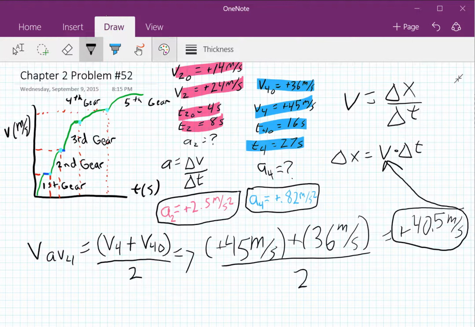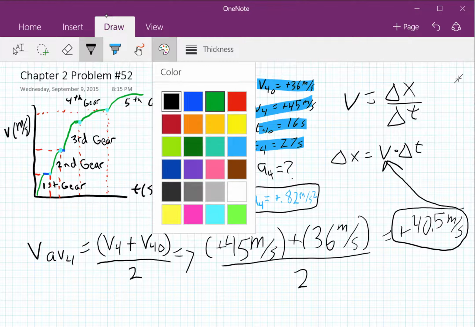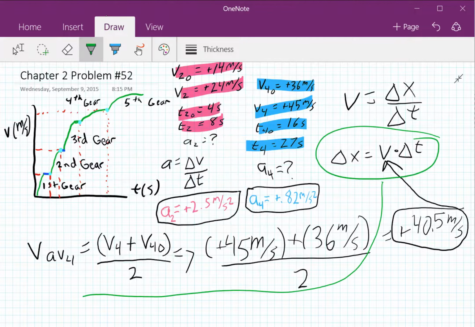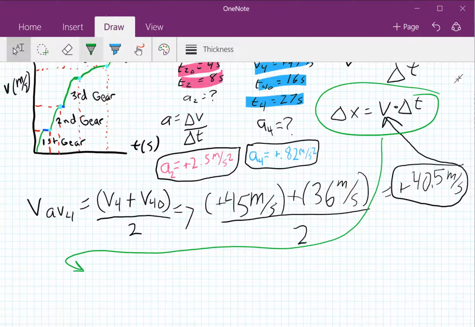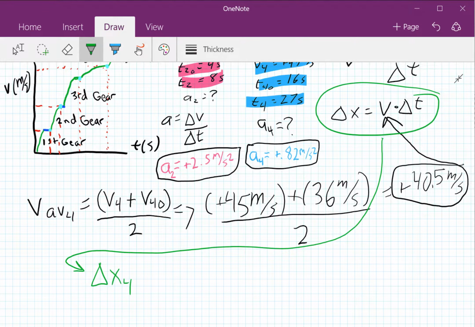I'm going to go ahead and do this over here on the bottom. Okay, I'm just going to scroll up a little bit. We'll have delta x. Now keep in mind this is actually changing x while in fourth gear, so you can use a subscript of a 4 will equal v average for fourth gear multiplied by the change in time for fourth gear. So that's how you would rewrite the equation, so it's applied to fourth gear.